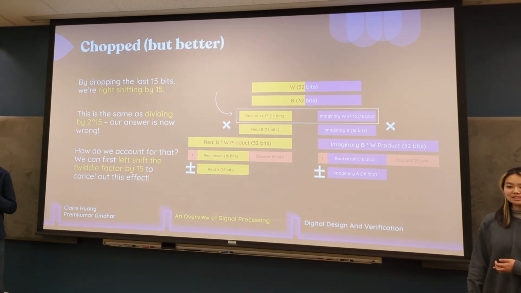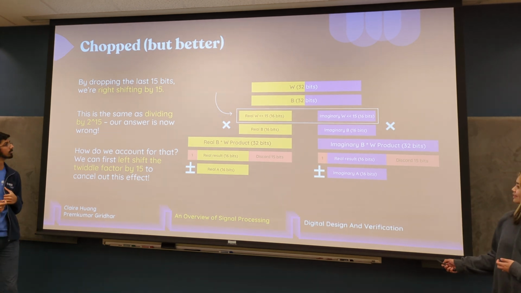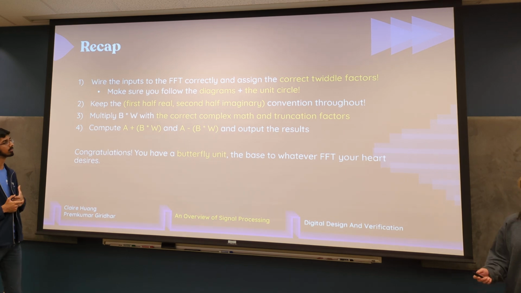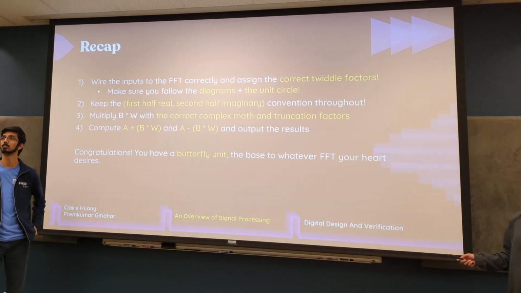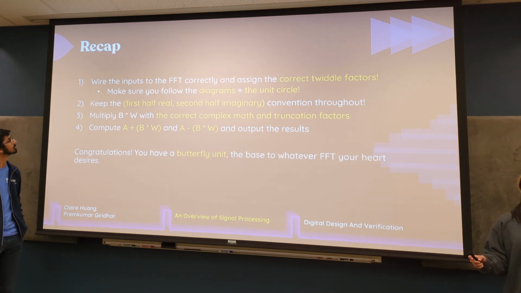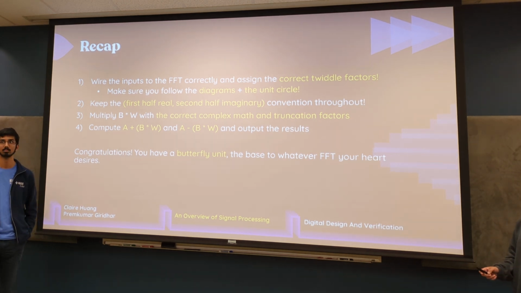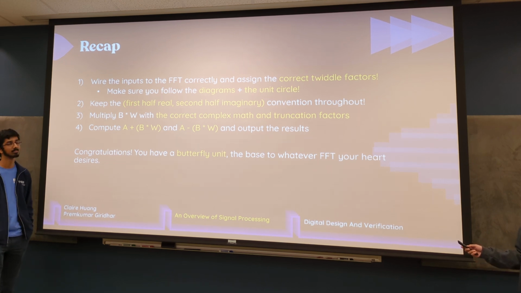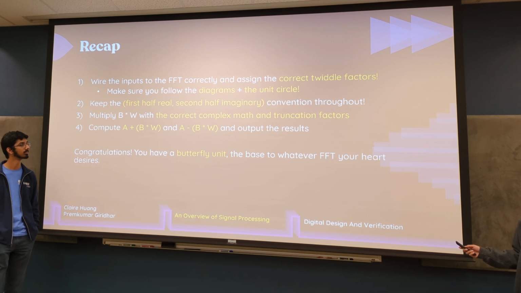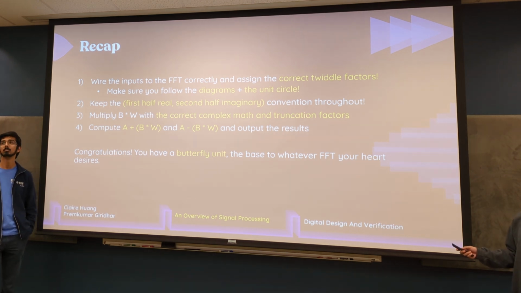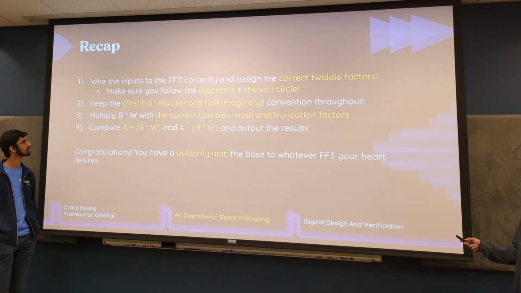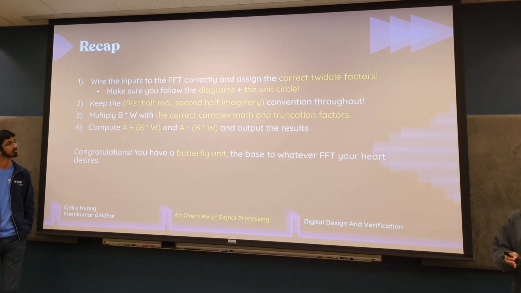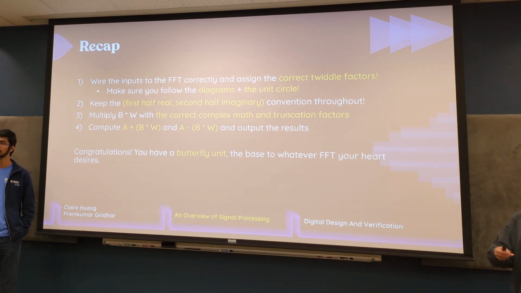Any more questions? No? Okay, just to recap what we've done today. A lot of this, as you saw on that huge diagram, is a lot of wiring. Each time there's a line to a section, you're just saying, I'm going to direct this input here. It gets complex really fast. So make sure you follow the diagram as best as you can. And if you're stuck on what twiddle factors to use, the unit circle is a great way of calculating it. If you keep the first half real, second half imaginary convention throughout, it makes it a lot easier to pass complex numbers from stage to stage. So that's why we asked you to do it like that.